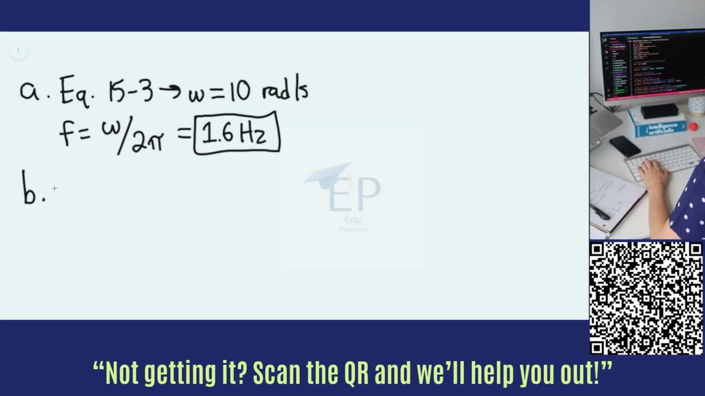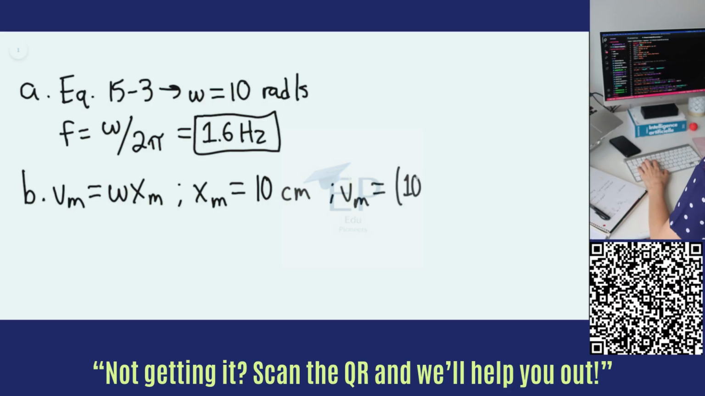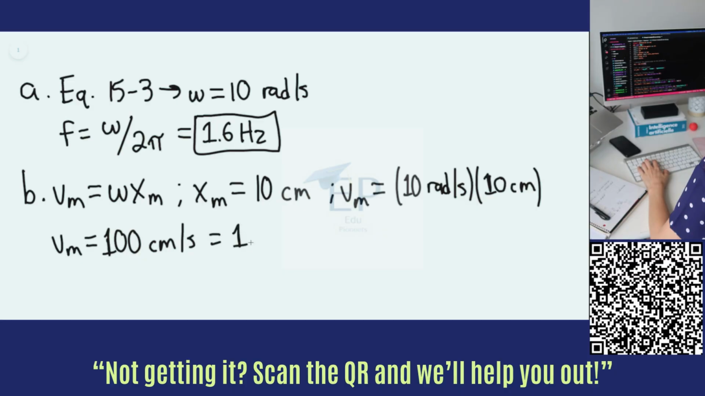For part B, we know that the maximum speed is equaling the angular velocity multiplied by the amplitude or the maximum displacement. We know the maximum displacement is equaling 10 centimeters. Again, we are comparing to equation 15.3. Therefore, the maximum speed would be equal to 10 radians per second multiplied by 10 centimeters. And we find that the maximum speed is going to be equal to 100 centimeters per second, or we can simply say 1.00 meters per second. This would be our answer for part B.